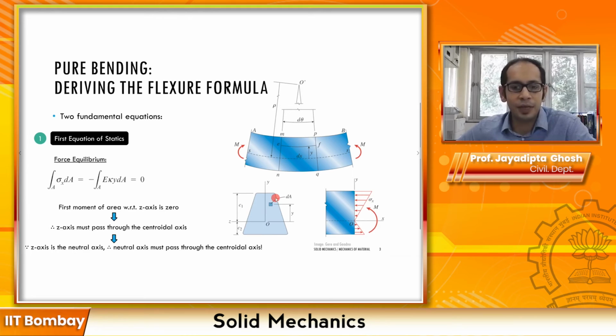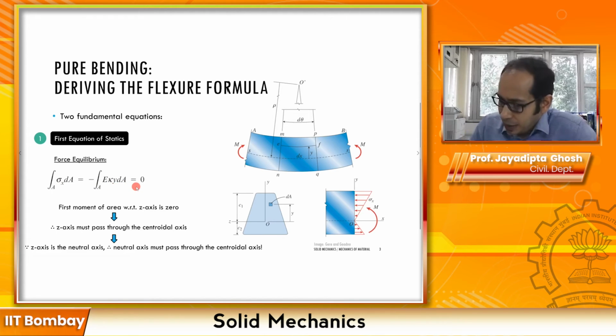Now if we integrate that over this entire cross-sectional area, that must be equal to 0, because the section itself is in equilibrium. It's just bending; the section is in equilibrium, it is not translating anywhere. So if we expand this formula, remember this sigma x, which we have already seen from the strain in the last lecture, is nothing but the modulus of elasticity times the curvature times y times dA equals 0 over here.